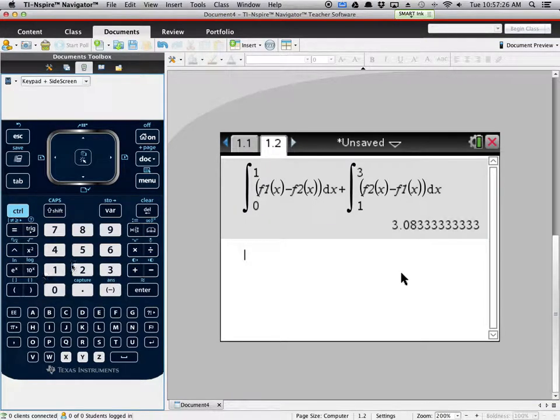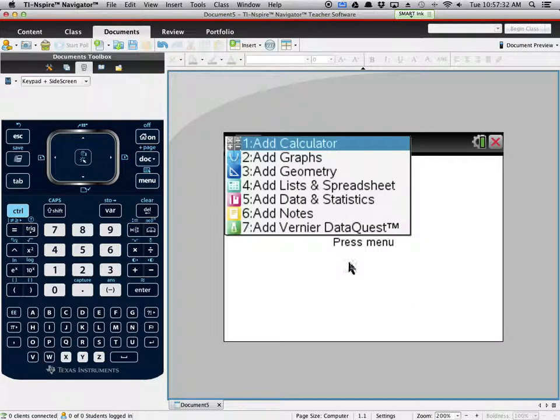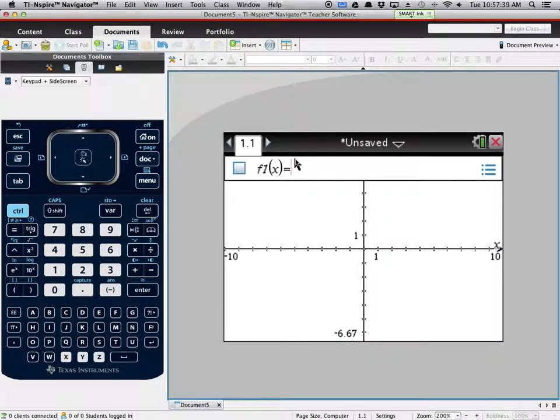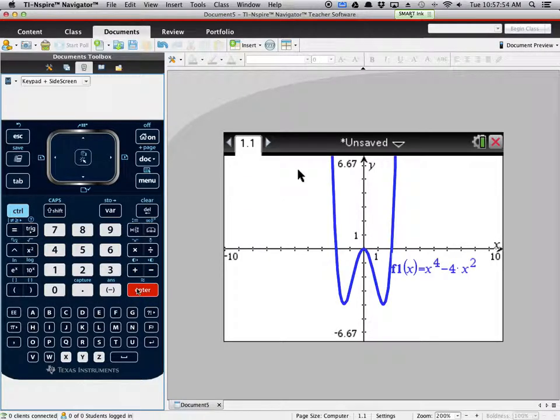Now whenever I change from one problem to the next, I always like to go home and start a new document. Control N does the same thing. But what a new graph. And my first function was x to the fourth minus 4x squared. Press enter.